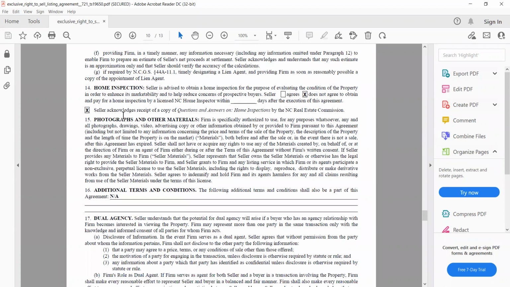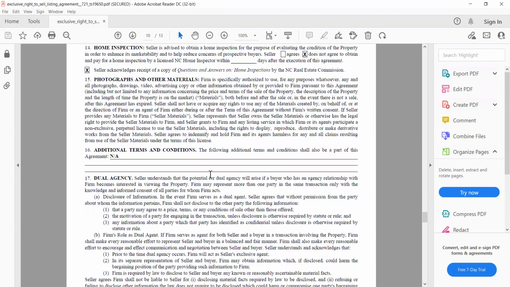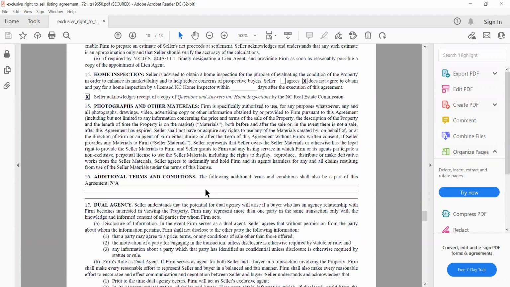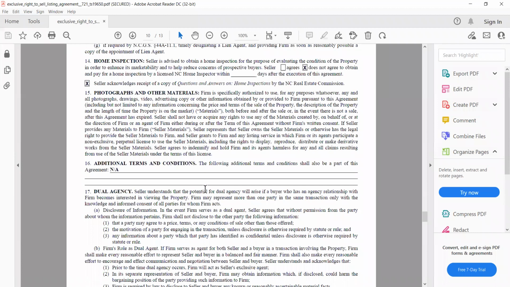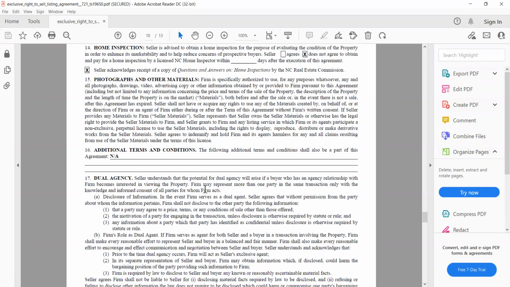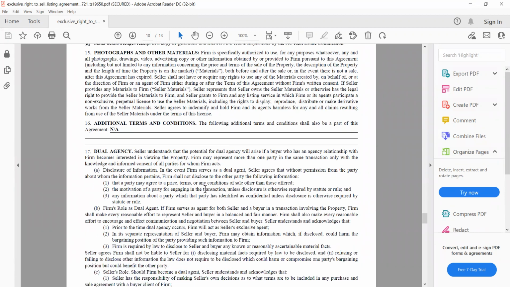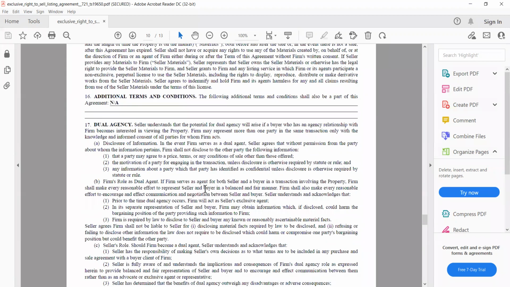Also, the checkbox here is that the seller acknowledges receipt of a copy of questions and answers on home inspections. It's the right thing to give them that brochure, to download it, give it to them so they can read it and be knowledgeable about the process. All right, number 15 talks about photographs and other materials. Just good information to know and have read between you and your clients.